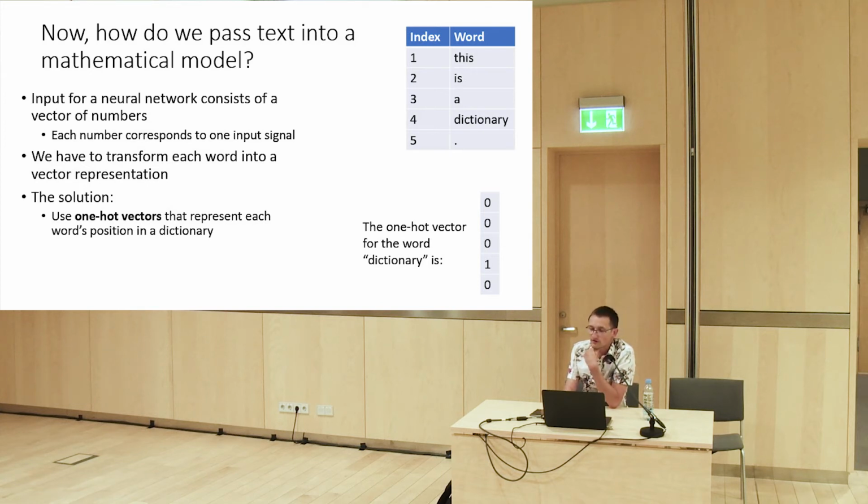So we can convert every word to a numerical form using one-hot vectors. And we do this in neural machine translation and also other NLP tasks.